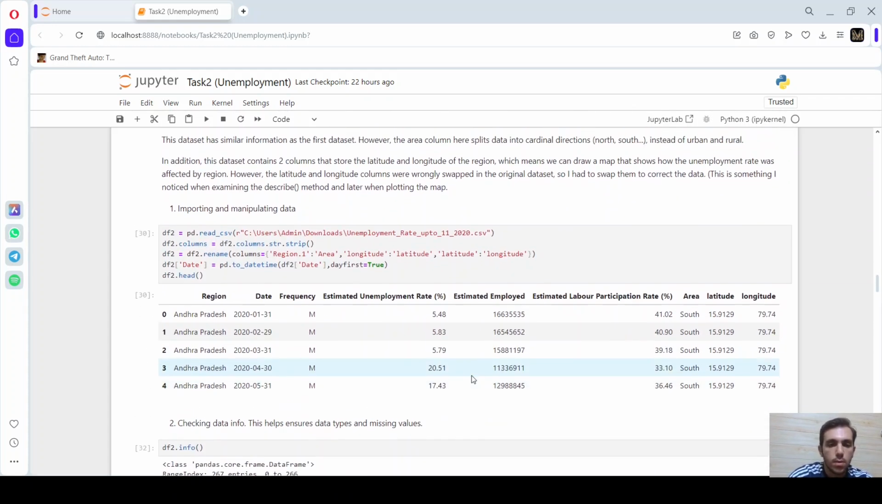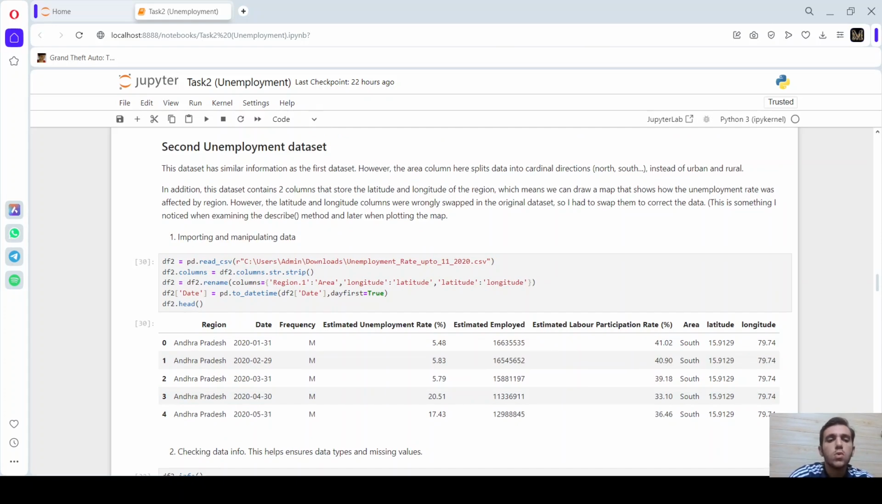So we're going to take a look now at a second data set, which is similar to the first one, the unemployment data set, but it has more geographical information, the area to south, east, west, and so on, and the latitude and the longitude columns, but we still got the region, date, frequency, unemployment, estimated employed, and labor participation columns. So what we can do with this second data set is see how things show on the map of India, how we can, for example, visualize the employment rate on the map itself.